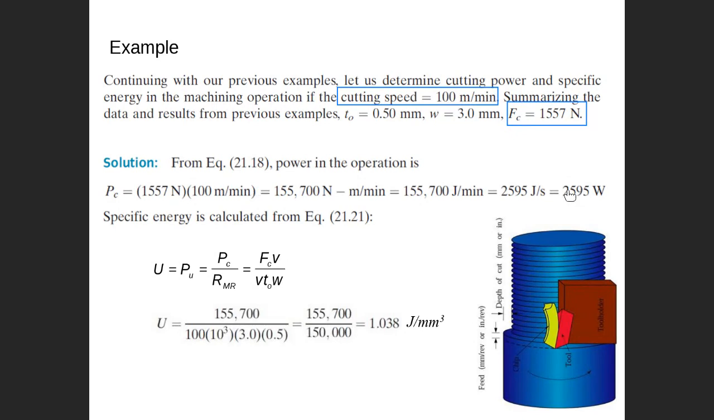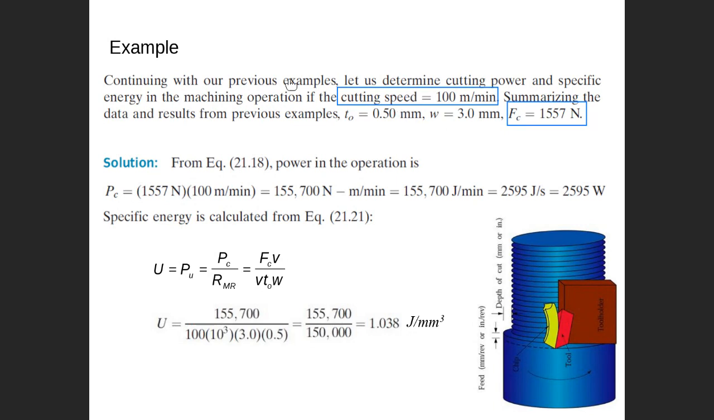This is the power, and we need the unit power. Unit power equals what? Unit power equals power divided by material removal rate. Material removal rate equals V times TO times W. V is here, TO and W are here. You multiply V TO W. All values are given, and then you obtain the result.